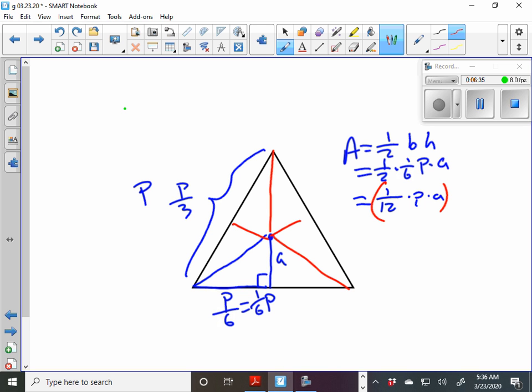Looks like I got 6 of them. If I multiplied that by 6, I'm going to end up with the area equals, the 6's cancel, I end up with 1/2 times the perimeter times the apothem. Pretty cool formula that works for all polygons.